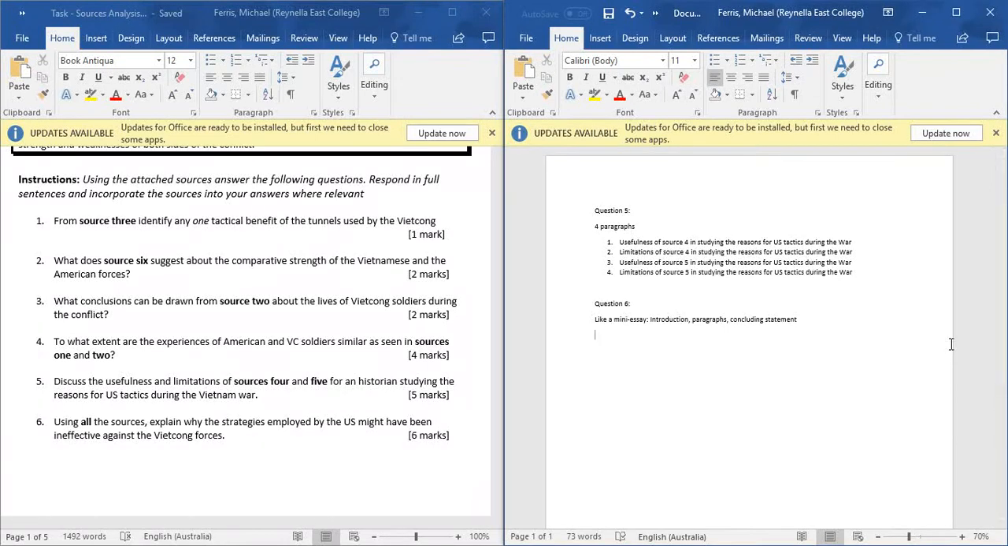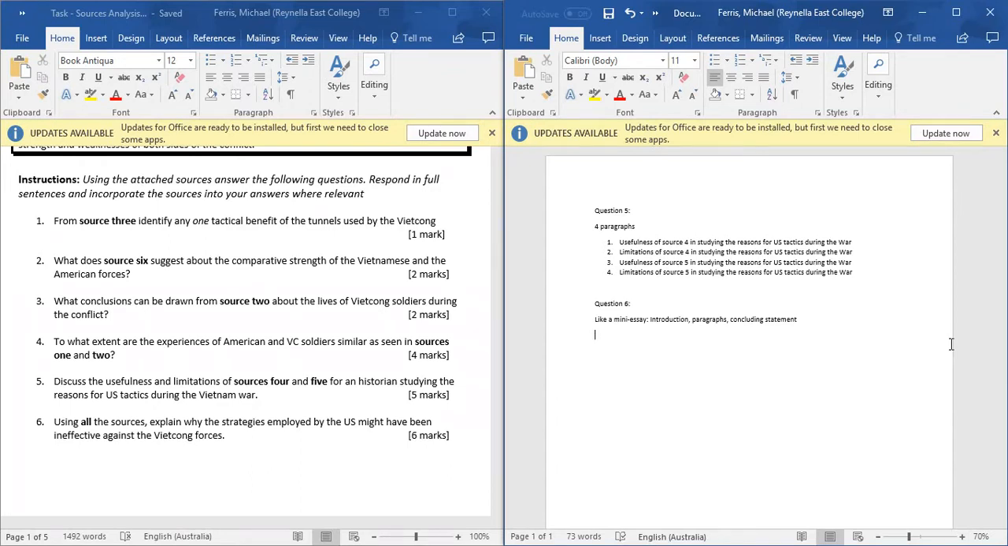Hi guys, it's now time to talk about questions 5 and question 6. So question 5, we need to discuss the usefulness and limitations of sources 4 and 5 for an historian studying the reasons for US tactics during the Vietnam War.